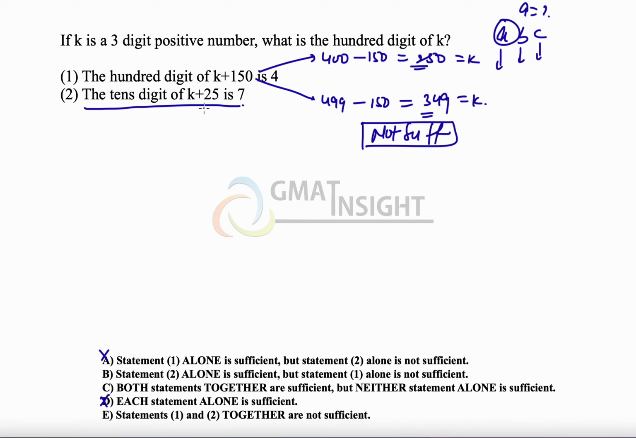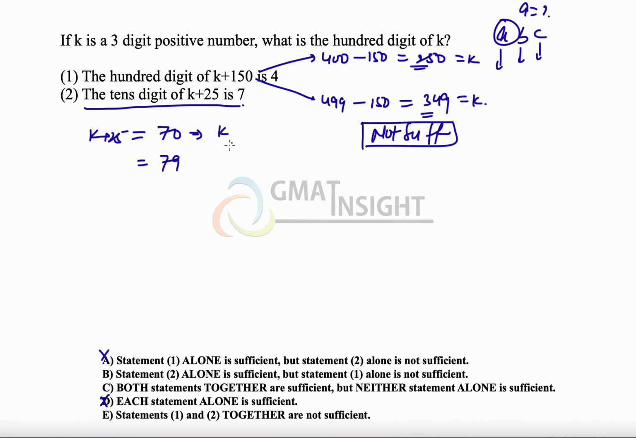The tens digit of k plus 25 is 7. Obviously this statement is not sufficient because we have no idea about the hundredths digit, but still let's just decipher it, because the next step for this is going to be the combination of the two statements. The tens digit of k plus 25 is 7. That means k plus 25 gives us the last two digits as either 70 or 79.